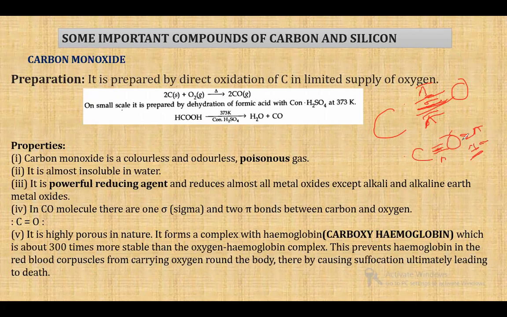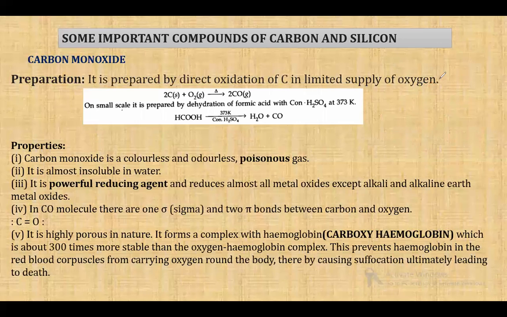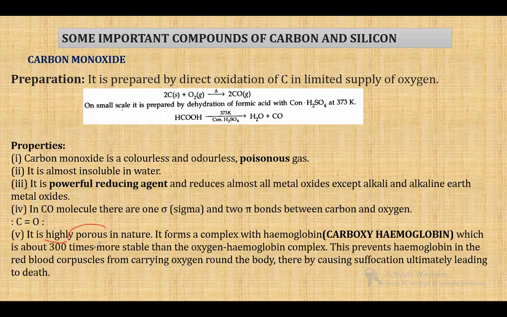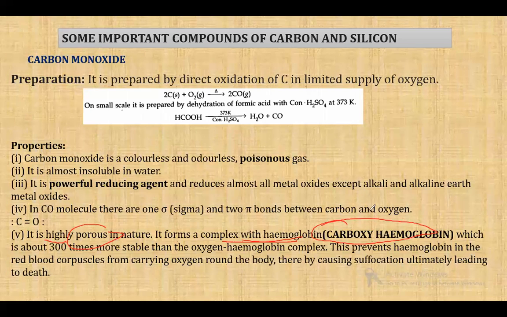Carbon monoxide is highly porous in nature, consisting of small holes on the surface. Hence it can easily absorb gases, easily take up oxygen, and form carboxyhemoglobin. So it can form a complex with hemoglobin. Carbon monoxide combines with hemoglobin to form carboxyhemoglobin.